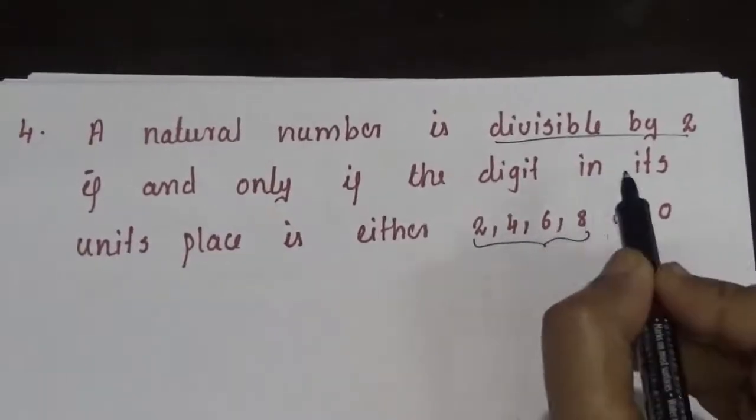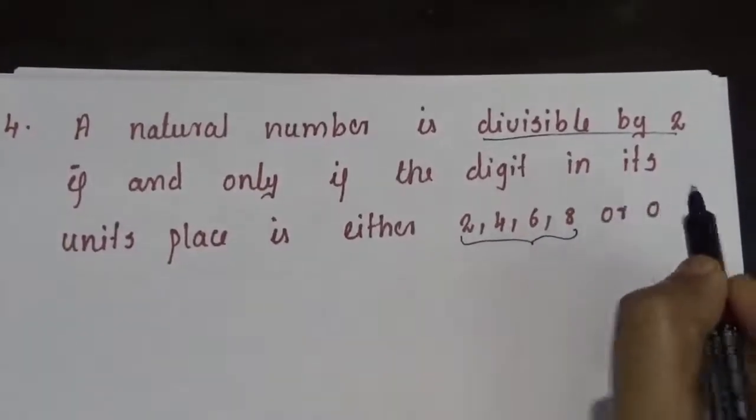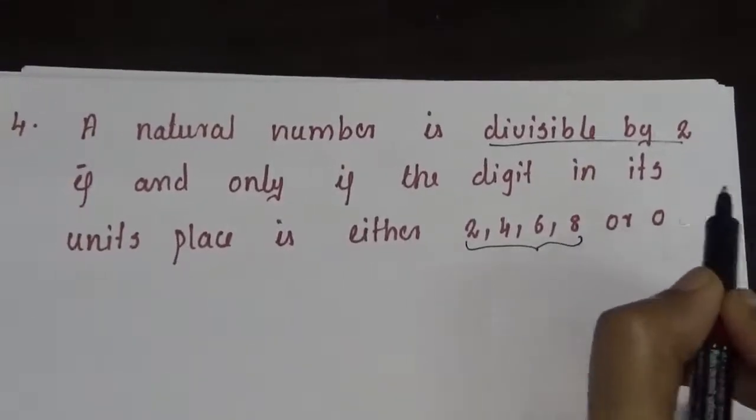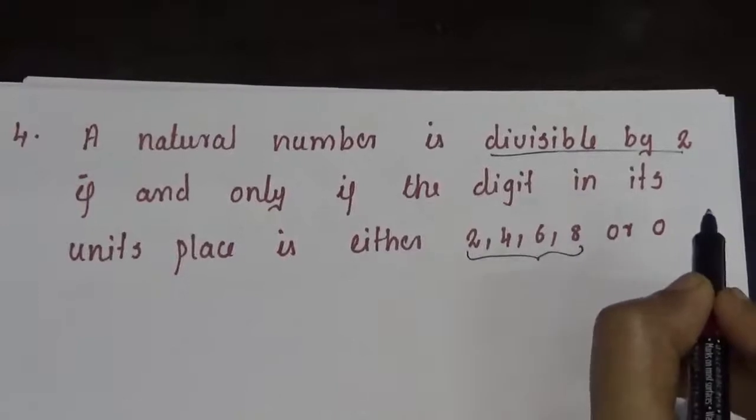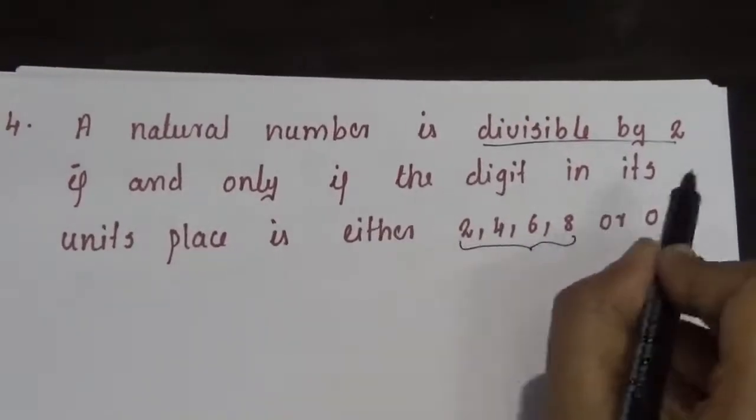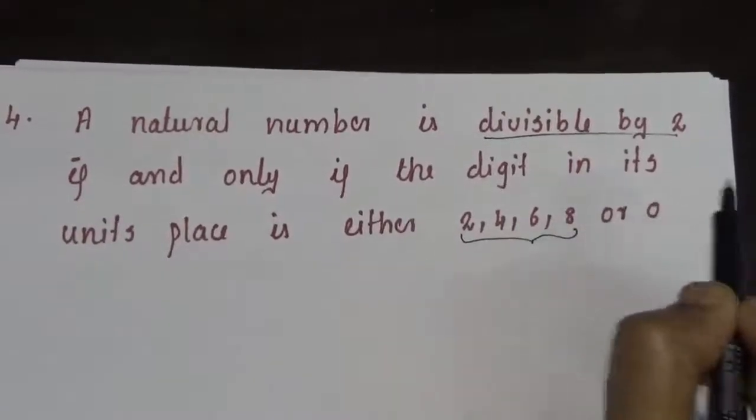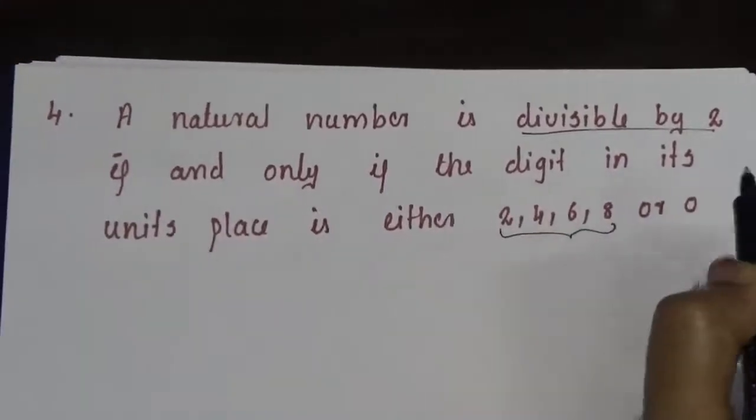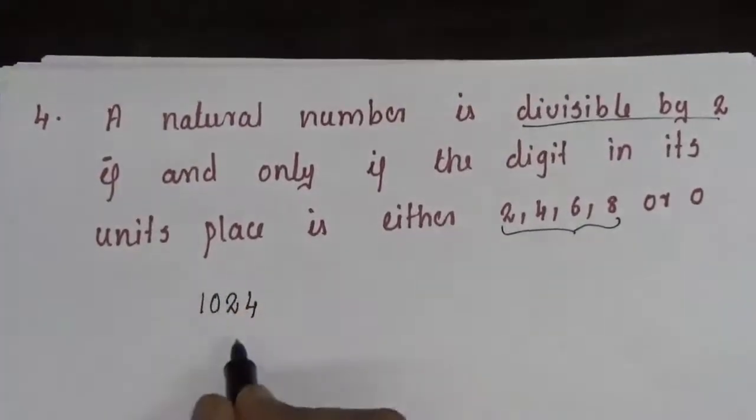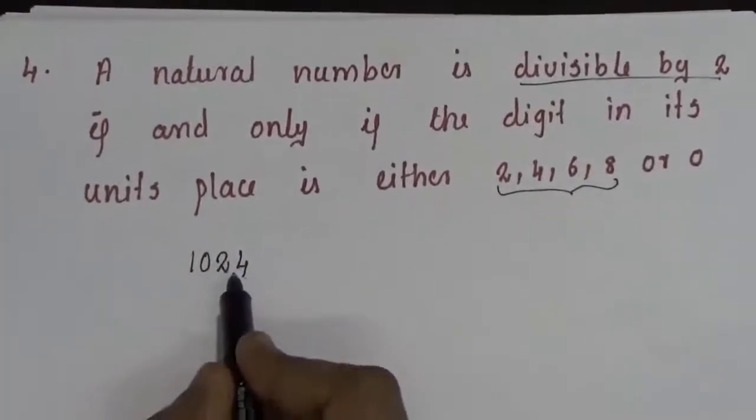So when you want to check whether a number is divisible by 2, you have to check whether the units place of that number is either 2, 4, 6, 8 or 0. If yes, that number is divisible by 2. For example, 1024. Can you say this number is divisible by 2?